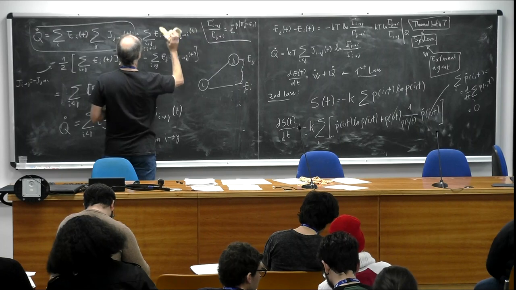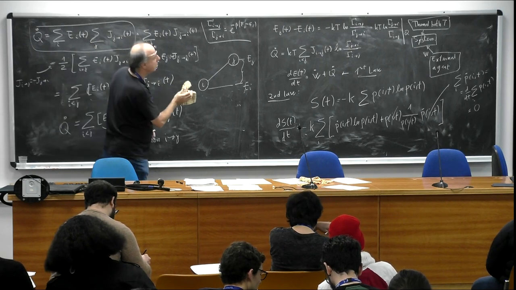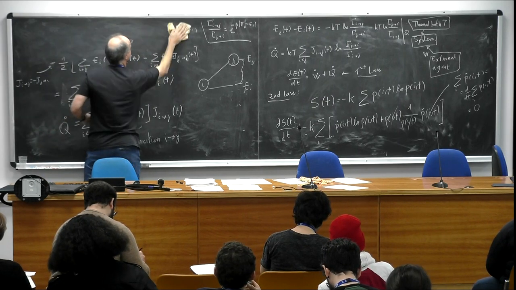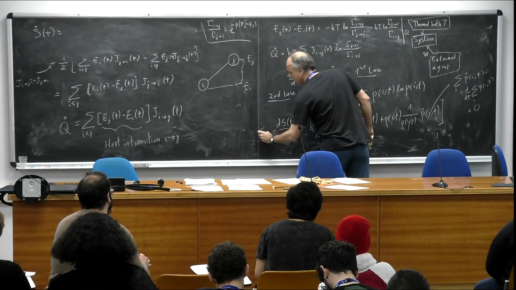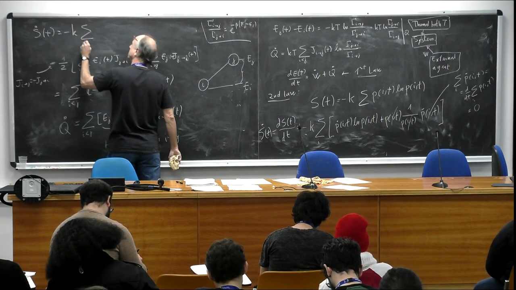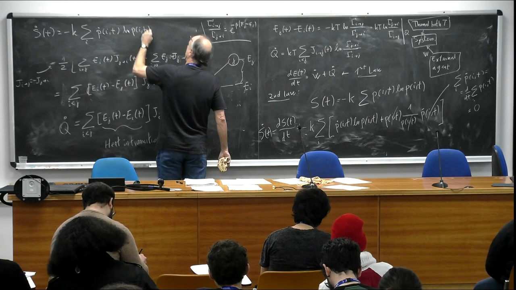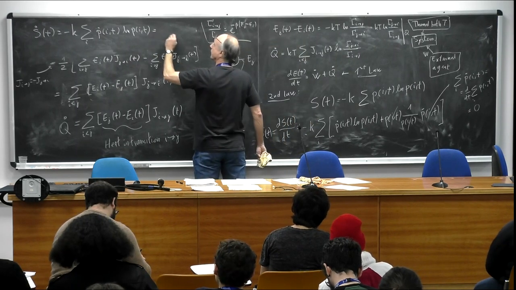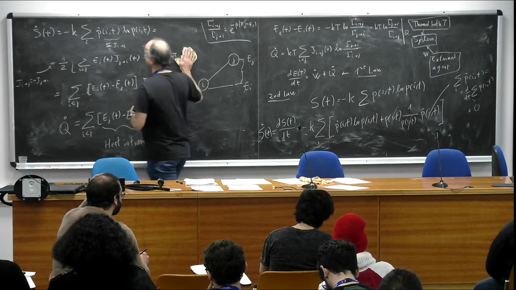So now I have that S dot is equal to minus k, the sum of P_i dot log of P_i. I'm going to repeat almost equally this argument. And now I use the equation of motion, which is the sum over j of Gamma_ij, as I did before. So it is very similar to what I did before.